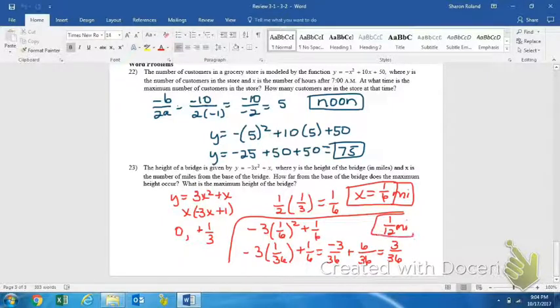Which doesn't sound like much, but this is the height. So that's how tall the bridge is, 1/12 of a mile. And so that's it. Good luck on your test tomorrow.